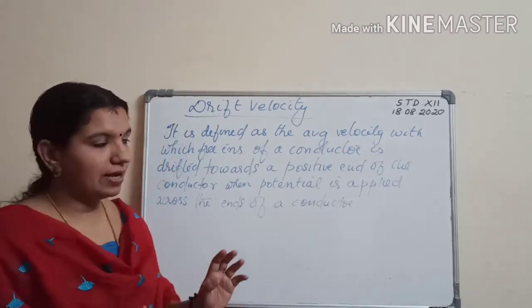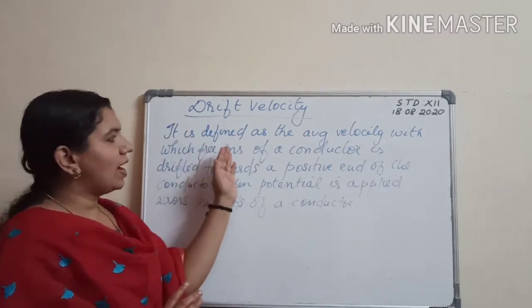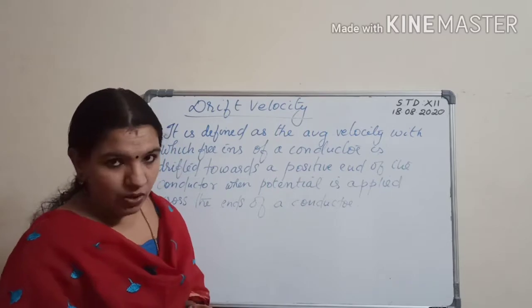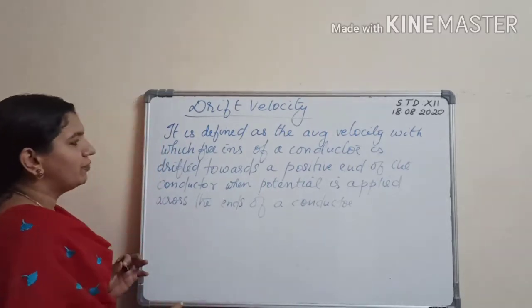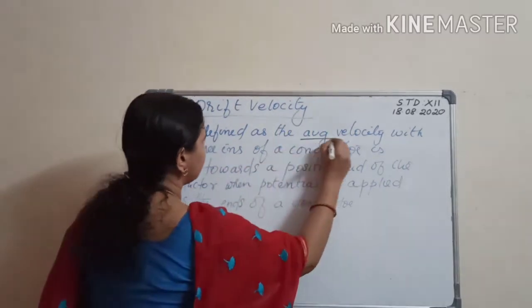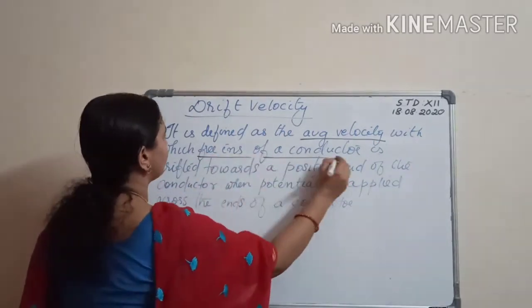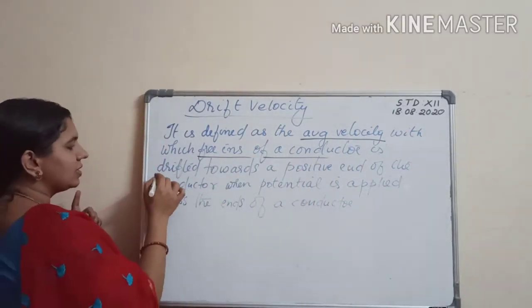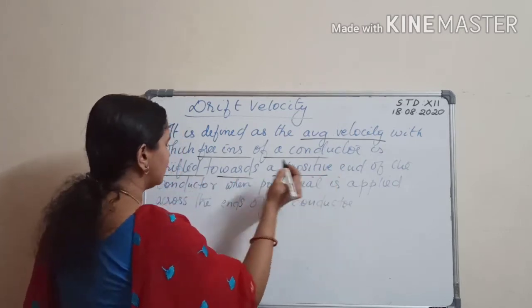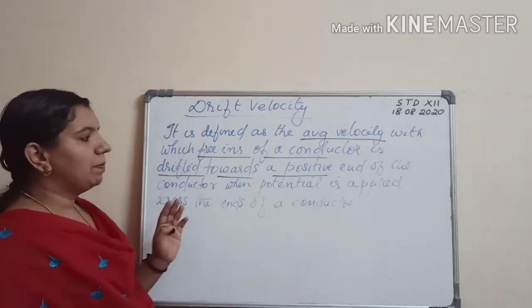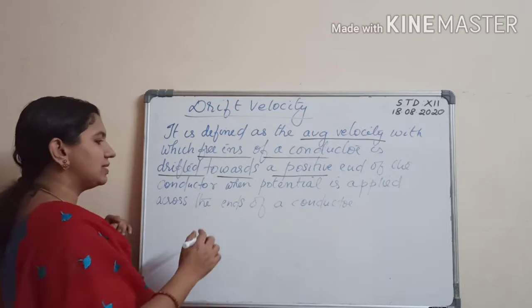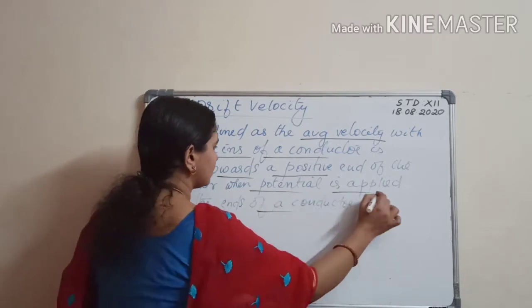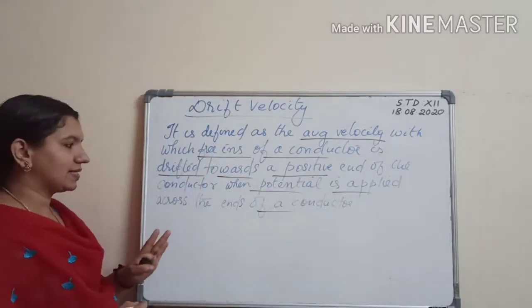First listen to the definition. It is defined as the average velocity with which free electrons of a conductor are drifted towards the positive end of the conductor when potential is applied across the ends of the conductor. Listen here, I will explain.